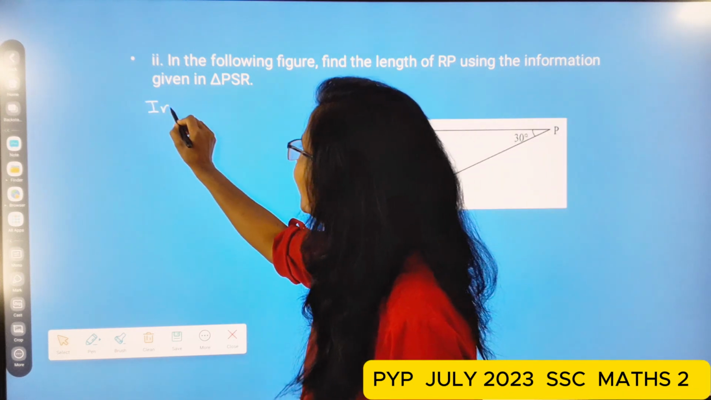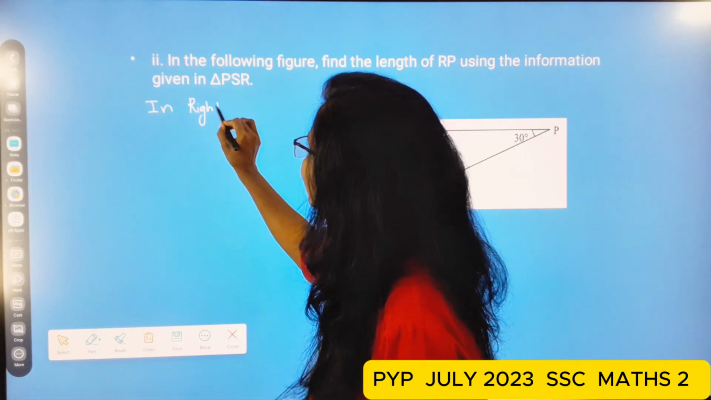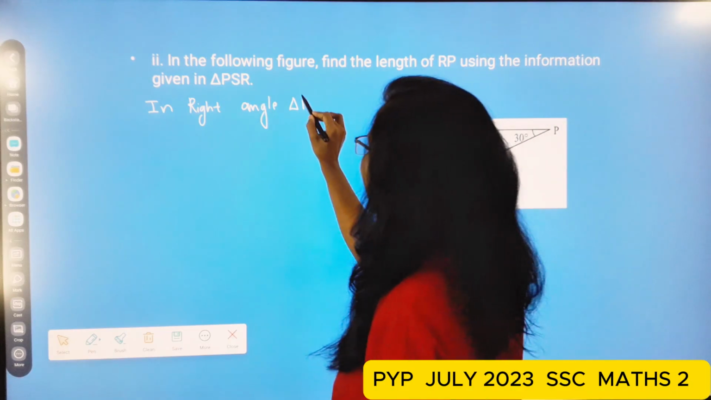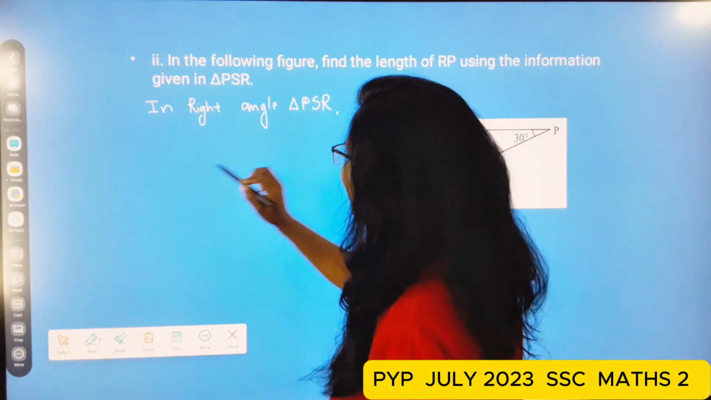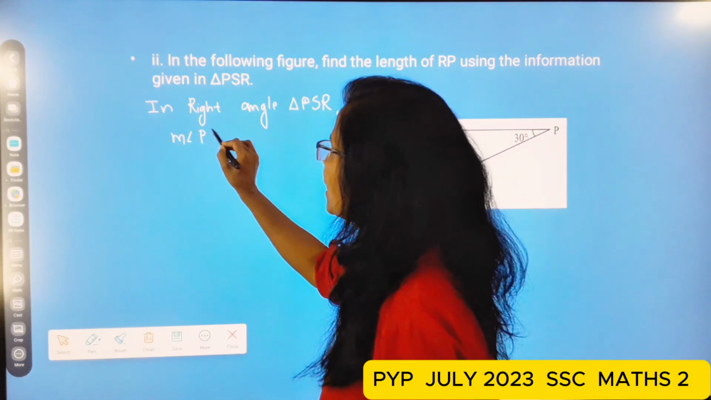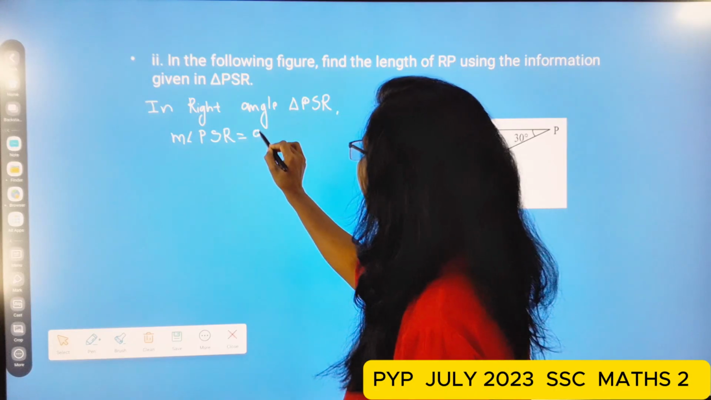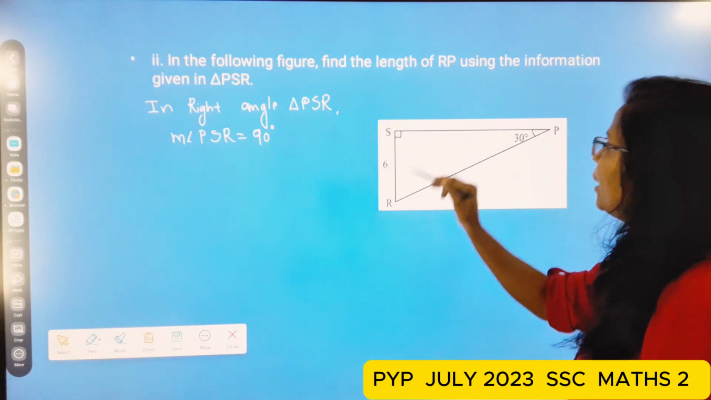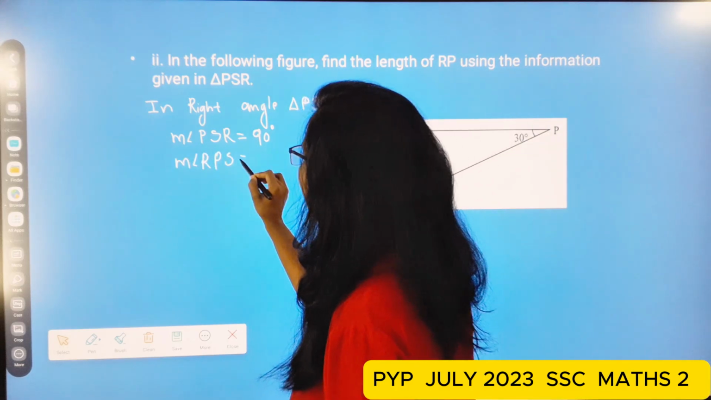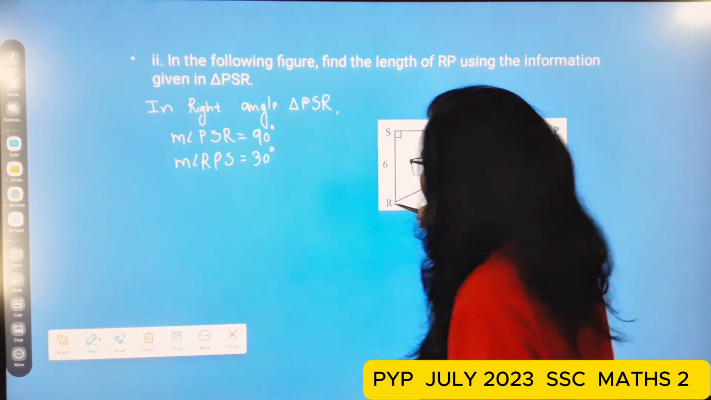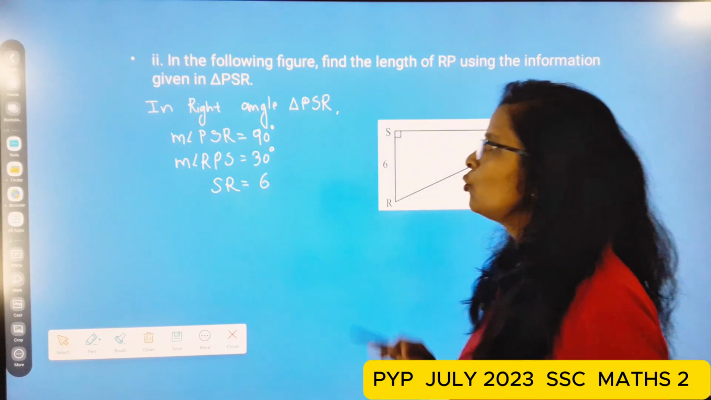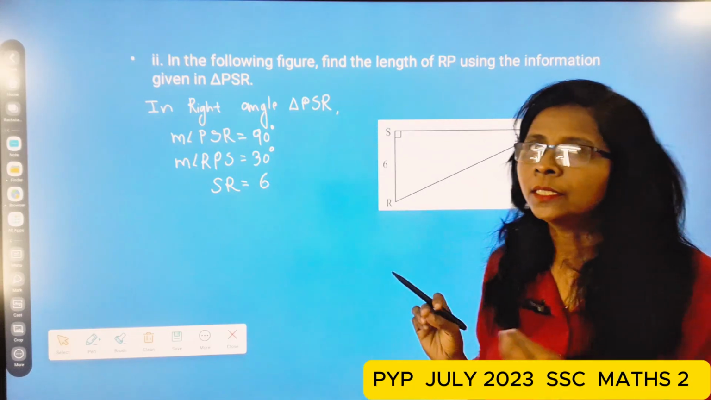So I write here, in right angle triangle PSR, the measure of angle PSR is equal to 90 degrees, and the measure of angle RPS is equal to 30 degrees, and SR is equal to 6. So now this is the given in the figure.